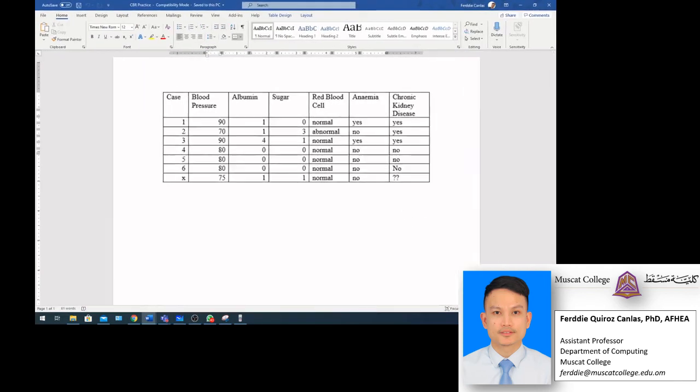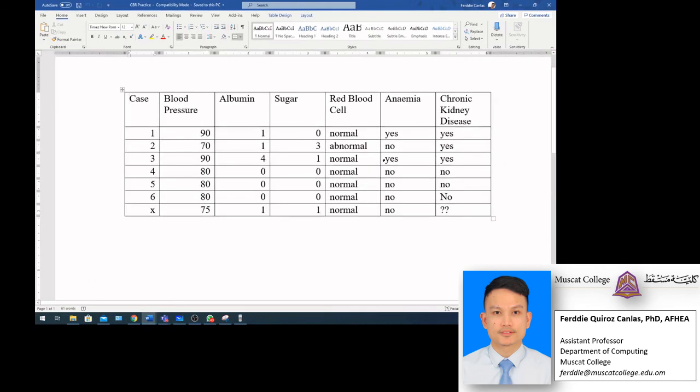So this is an example. Okay, so we have case 1, 2, 3, 4, 5, 6, and then we have a new case which is case 7. So the blood pressure is 75, the albumin is 1, the sugar is 1, and then the red blood cells is normal, and then anemia is no. So we want to see if the patient is having chronic kidney disease. Okay, so it's just simply a medical case wherein you want to know if the person is having chronic kidney disease or not. So this is the example of this.